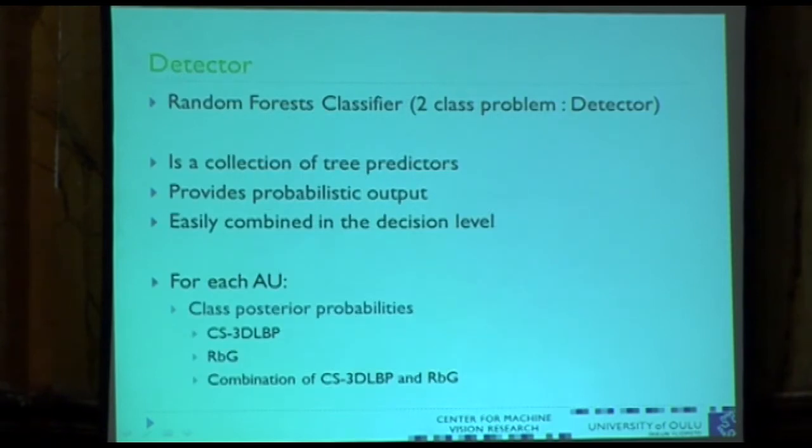And for the detection part, we employed a random forest classifier. It is a collection of 3 predictors. It provides class posterior probabilities. Therefore, decision level combination of multiple detectors can easily be done. For each action unit, we evaluate both methods' individual performances and their combination.